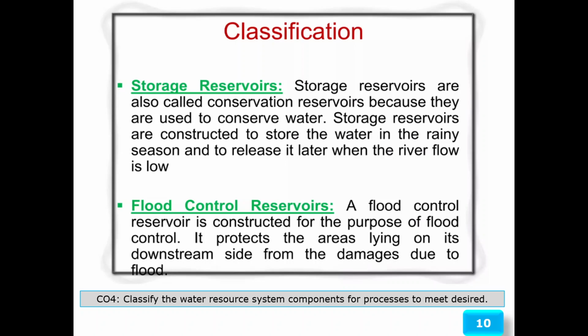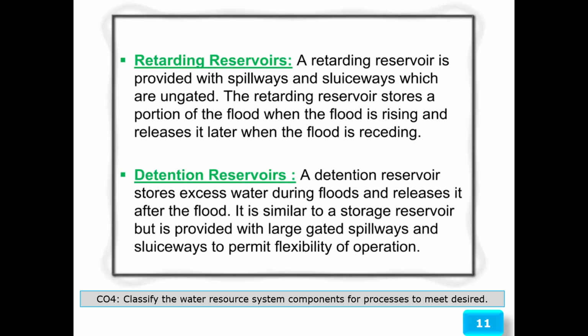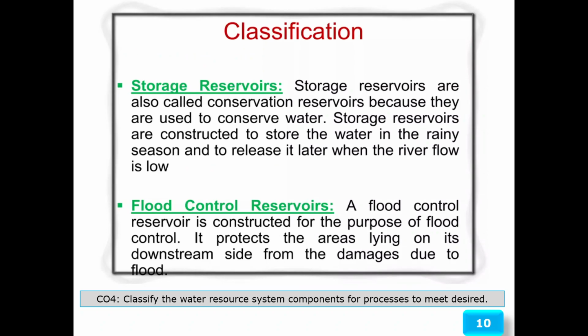Flood control reservoirs. A flood control reservoir is constructed for the purpose of flood control. It protects the area lying on its downstream side from the damages due to flood. We know very well about the slope area: in a low slope area, water can accumulate very easily and fast, so from there we control it through the flood control reservoir. Compared to this, the storage reservoir is for full water storage purposes, which means it will increase the water table level.